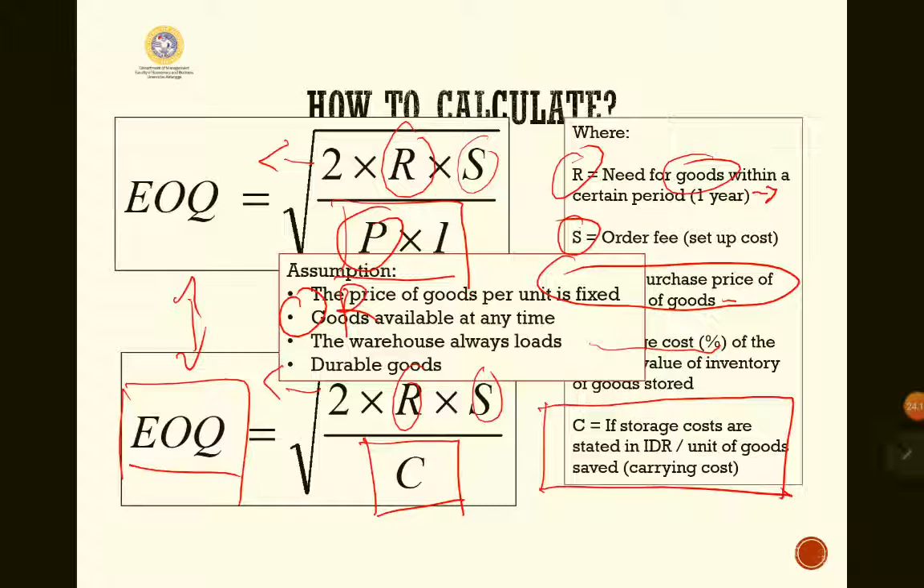There are some assumptions here. The 4 assumptions are: the price of goods per unit is fixed, so it's constant, just like I told you before. The goods are available at any time. The warehouse is always loaded, and it is durable goods. So it is a concept that is not only applied in for-profit companies, but it can also be applied in non-profit companies, in government agencies maybe.